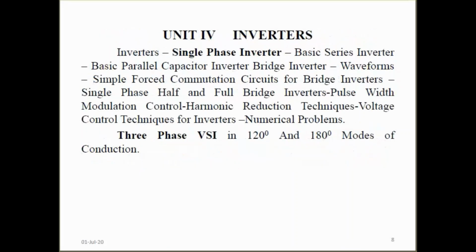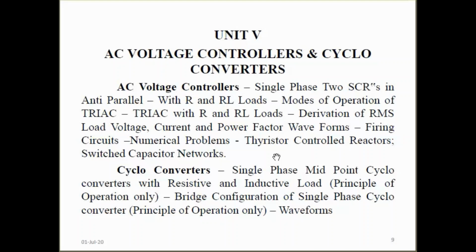So coming to fourth unit, inverters. So input is DC, output is AC. So AC means again we have two types, that is single phase and three phase. So we have single phase inverter and three phase inverter. Coming to fifth unit, that is AC voltage controller and cycloconverter. So without changing frequency, we'll go for this AC voltage controller. With change in frequency, we'll go for the cycloconverter. In detail, we'll discuss each and every unit in upcoming sessions.